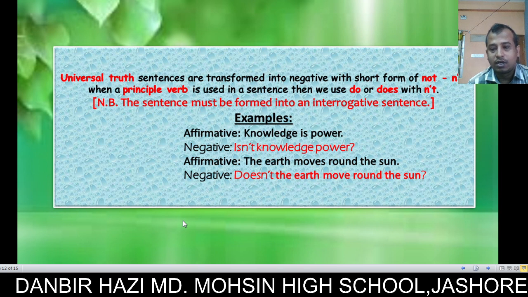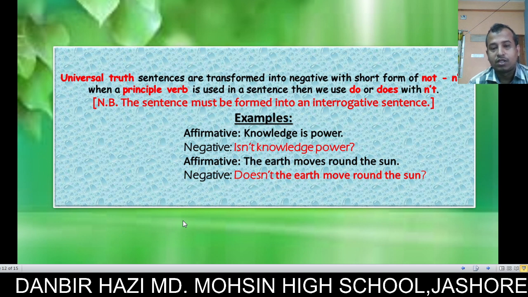My dear students, let's go to the next rule. Universal truth sentences are transformed into negative with the short form of NT. When a participle verb is used in the sentence, then we use do or does not. Let's take an example. Knowledge is power. Isn't knowledge power? So we have to make it negative interrogative to make it negative actually.